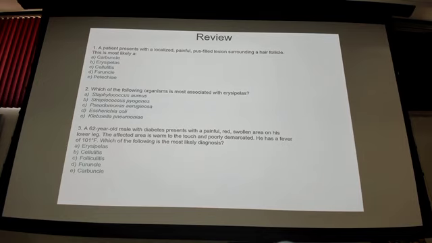Okay, and then we have sort of like a clinical vignette style question, just sort of desensitizing you guys to these so you don't get freaked out on the exam. So we've got an older gentleman who has a comorbidity, he has diabetes, and he's got a painful red swollen area on his lower leg. It's warm to the touch and it's poorly demarcated. He has a fever.